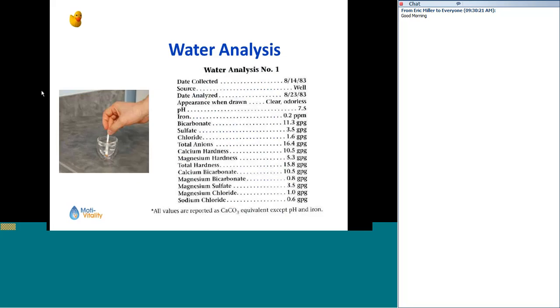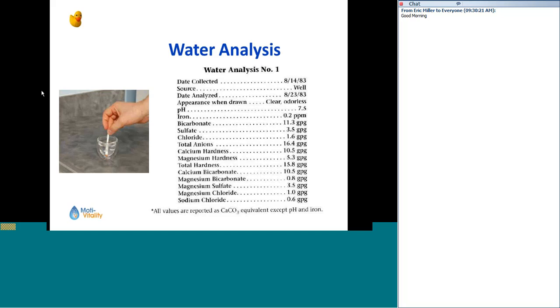All right, so here's one of the samples that came out of the book. First and foremost, the problem with this one is that it was collected August 14, 1983. That's, what, 30 years ago? It sort of dates this book, doesn't it? So we're going to assume that this was not taken then. Let's say it was just recently. We're going to pretend that it was more recent than this. But the source is a well.